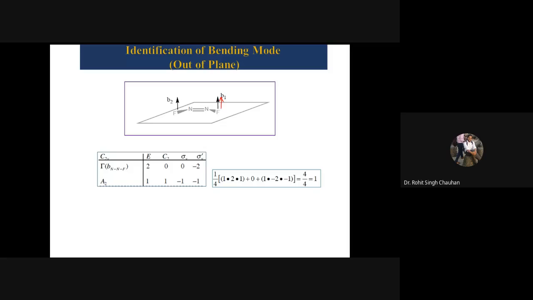Now if you will see with respect to E, of course both are going to be the same, that's why I have written 2. For C2, if you will rotate, everything is going to be changed, then 0. Sigma V is minus 2. Sigma V bar is minus 2. Can anybody tell me why it is minus 2?